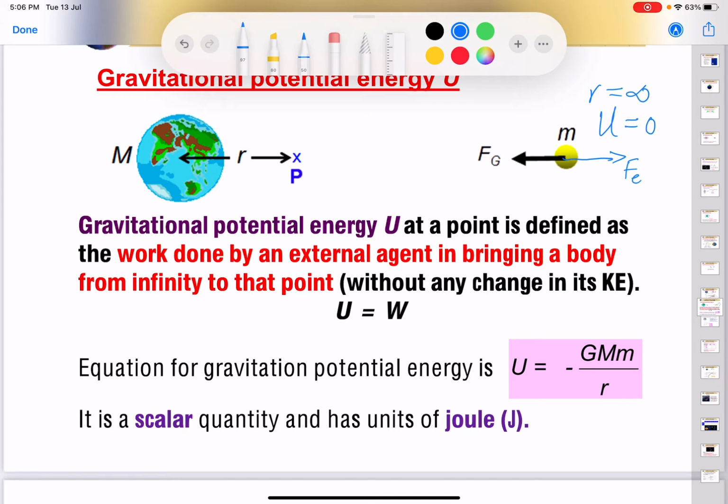So what you notice here is that the direction of Fe is opposite to the direction of the displacement of the mass. In other words, we will have negative work done by the external agent. Okay, and this explains why in the expression of U, you have a negative sign. The next thing we can check to see that this expression makes sense is that when r equals infinity, that is our reference point, U is 0, right?